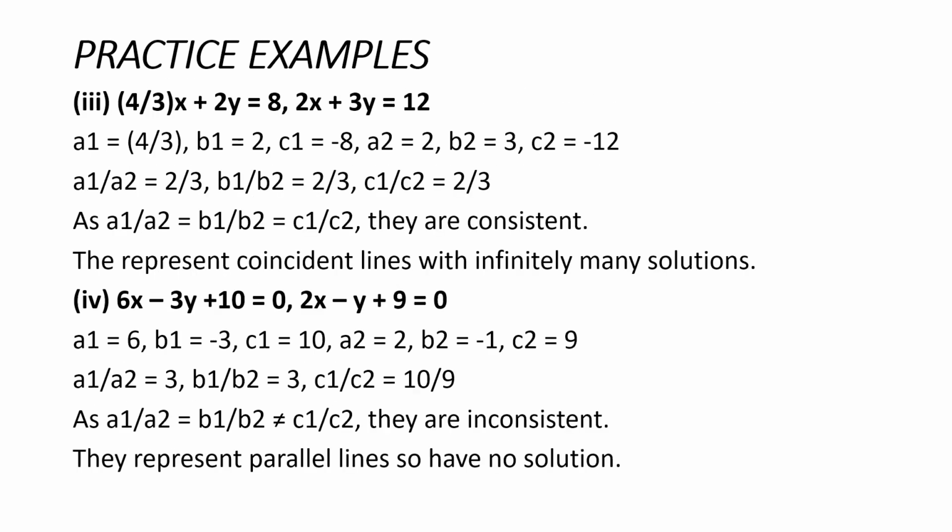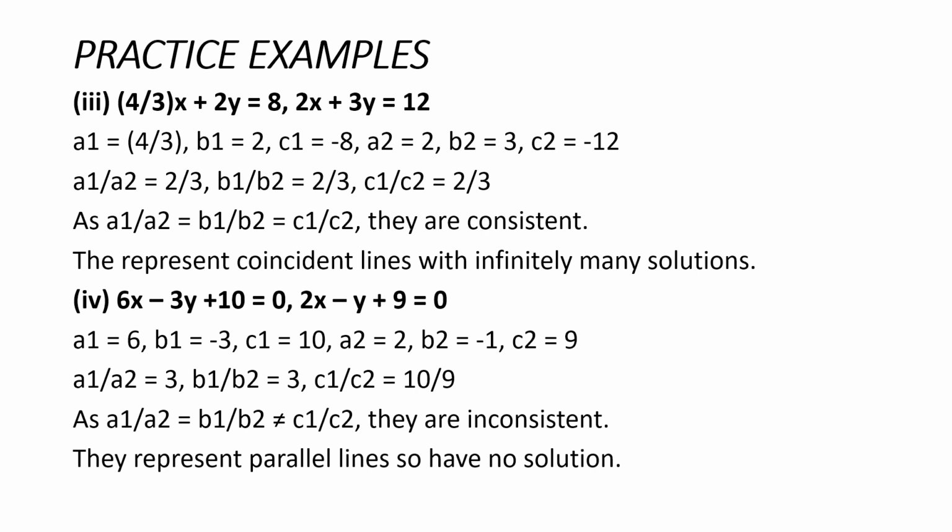Third example. 4 upon 3x plus 2y is equal to 8. 2x plus 3y is equal to 12. Means a1 is 4 upon 3, b1 is 2, c1 is minus 8, a2 is 2, b2 is 3 and c2 is minus 12. So here the ratios a1 upon a2 is 2 by 3, b1 upon b2 is also 2 by 3 and c1 upon c2 is also 2 by 3. Means here a1 upon a2 is equal to b1 upon b2 is equal to c1 upon c2. So they are consistent and they will represent coincident lines, means they will represent the same line. So all the points on the line will be solution. It will have infinitely many solutions.